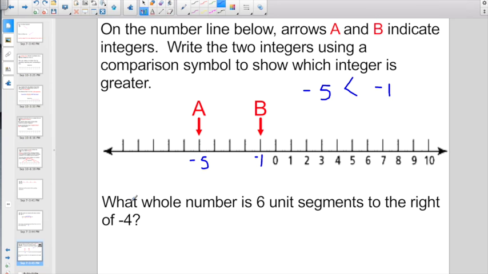Let's check out this part. What whole number is 6 unit segments to the right of -4? Well, if this is -5, -4 would have to be right here. And they want to know 6 unit segments to the right. So 1, 2, 3, 4, 5, and 6 unit segments to the right would be 2.